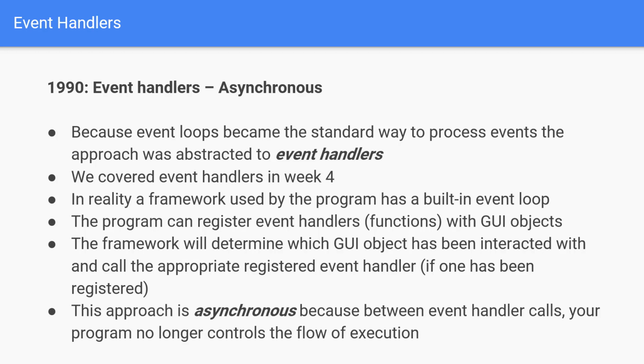Because event loops became the standard way to process events, the approach was abstracted to event handlers. Event handlers are an extension of the simple event loop that processes each event in a stack-based order, being first in, last out. It retains the event loop, but includes an event table and an event queue.